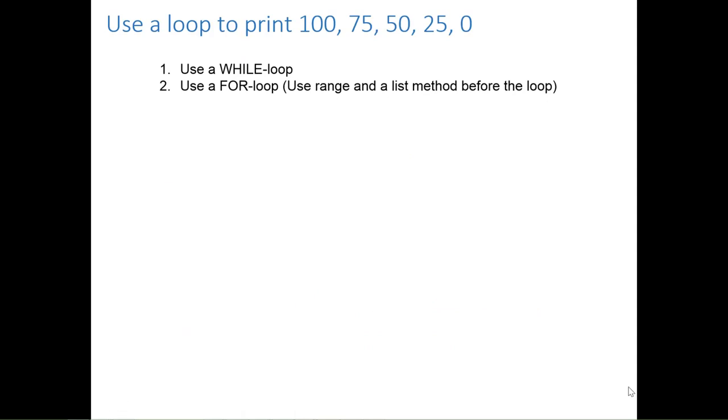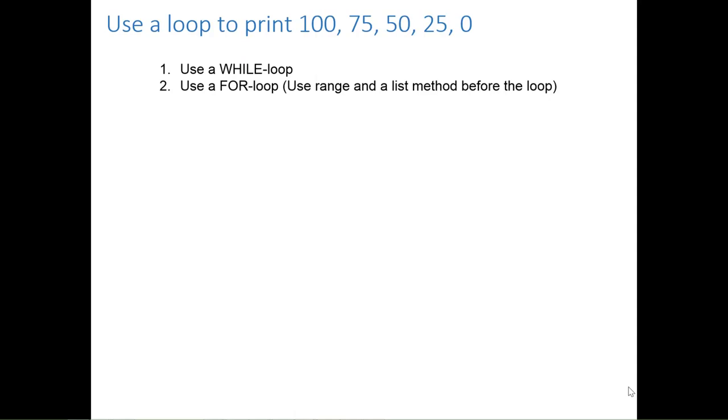Here's a slightly more challenging one, since we haven't yet done a countdown. Write some code to use a while loop and then a for loop to print 100, 75, 50, 25, and 0. For the while loop, keep in mind that you want to start with 100 and go down to 0 by steps of 25. That means the initial value of the looping variable should be higher than the final value.